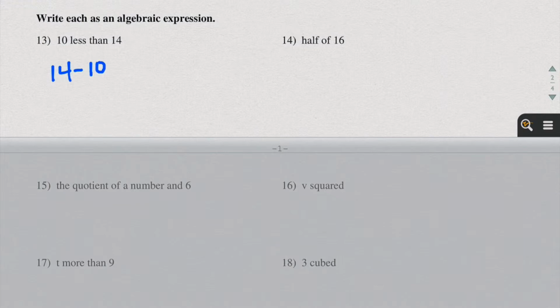Number 14, half of 16. So we can write this as you see it, half, 1 over 2, and in math, of means multiply, so we can write of 16. And if we just have the 16, remember it's over 1, so when we multiply those, we end up with 16 over 2, which is another way to write half of 16.